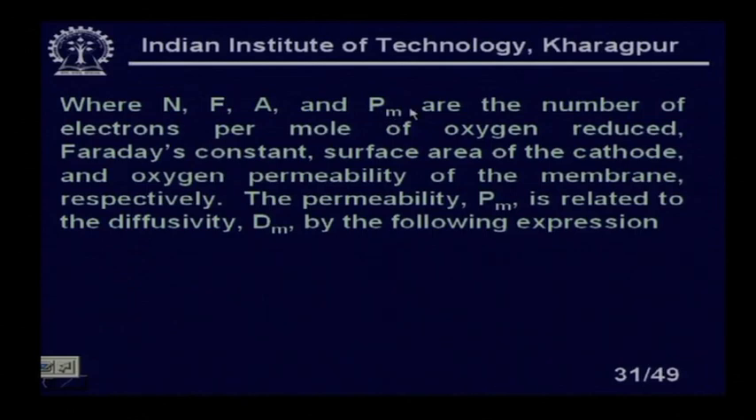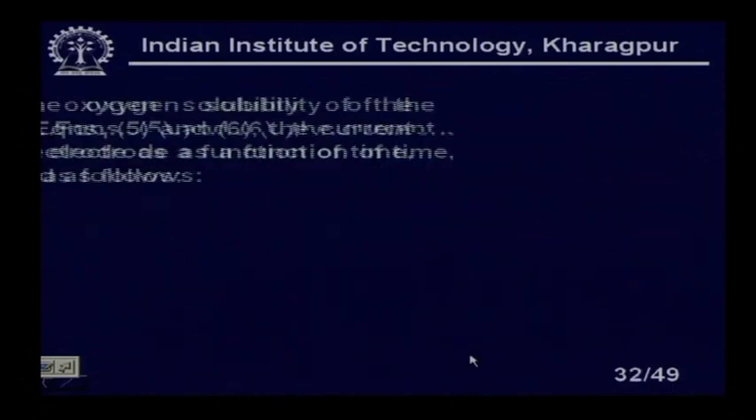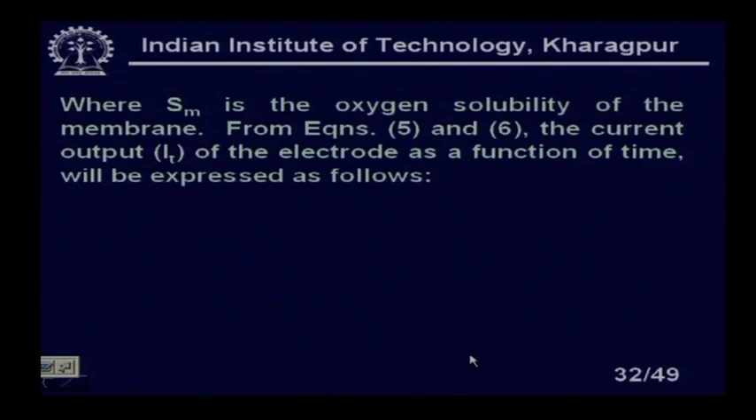The permeability PM is related to the diffusivity of the oxygen by the following expression. What is that expression? PM equal to DM into SM, where SM is the oxygen solubility of the membrane. And from equations 5 and 6, the current output It, because that is the only measurement, is the reason we go for the membrane based, membrane covered electrode, otherwise we can make the chemical analysis. We need this current output for continuous measurement or continuous control of the partial pressure of oxygen or dissolved oxygen concentration, either in bioreactors or in a wastewater treatment plant.